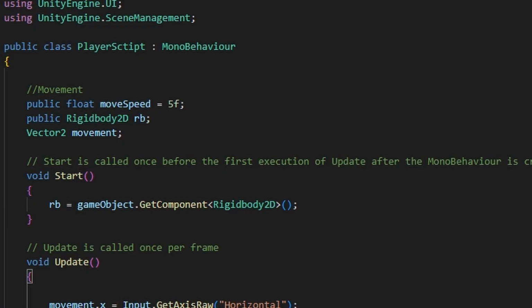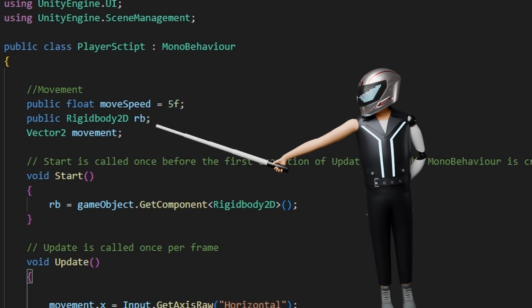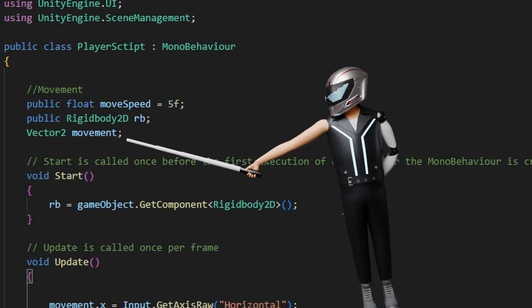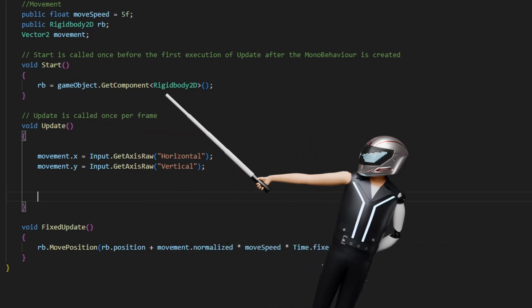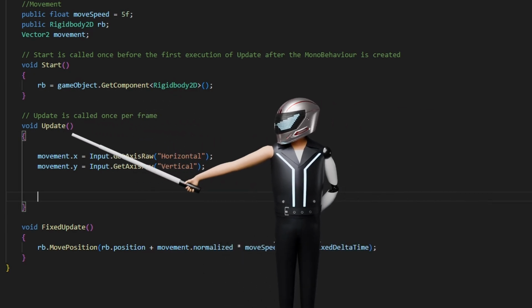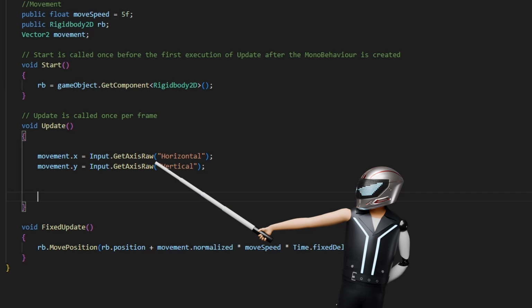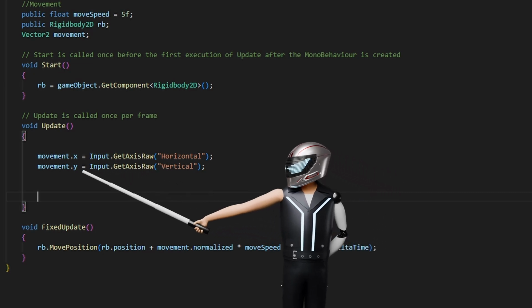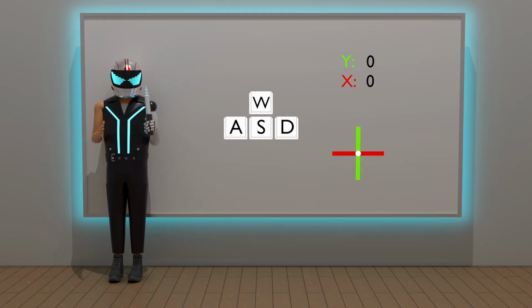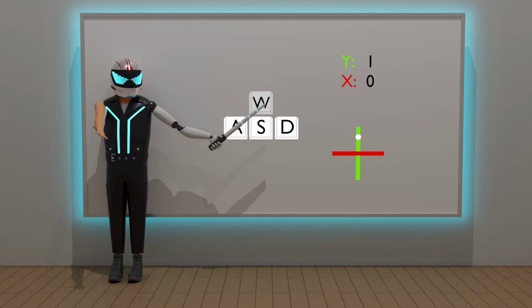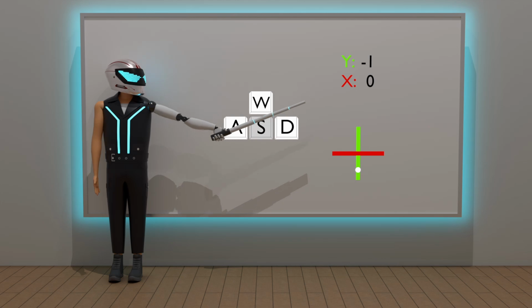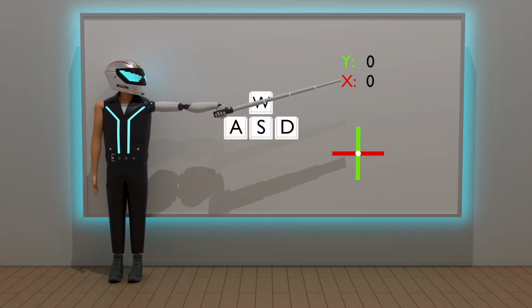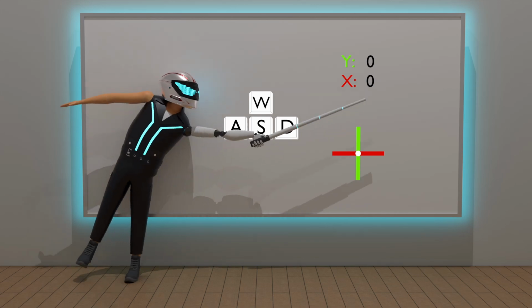To make him able to move, I need his movement speed, rigid body, and a vector that will be which direction the player is moving. In the start function, I have set the rigid body to the player's rigid body component. In update, I set the vector's x-axis to the horizontal input of the keyboard, and the same for the y-axis. If the player is pressing W or up arrow key, the vertical axis will be 1. If he presses S or down key, it will be -1. And for the horizontal axis, right is 1 and left is -1. If none of the axes are pressed, it will be 0.